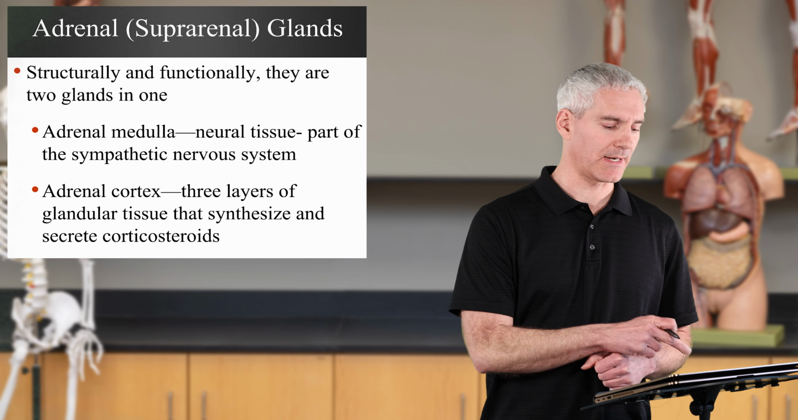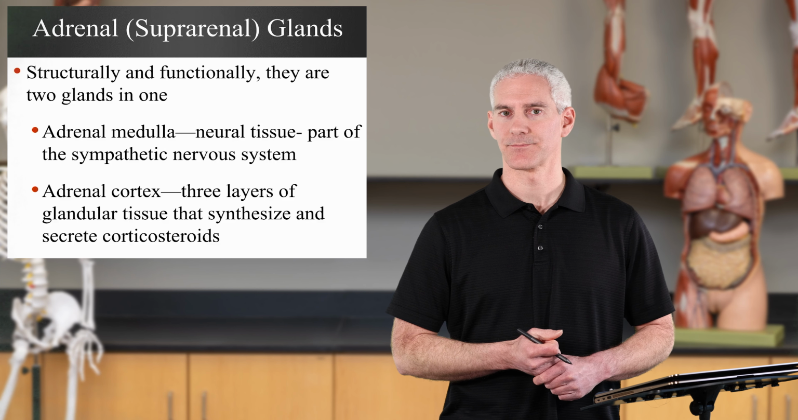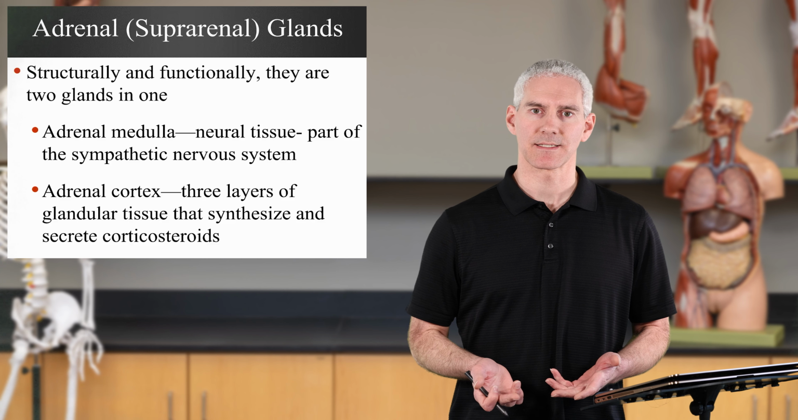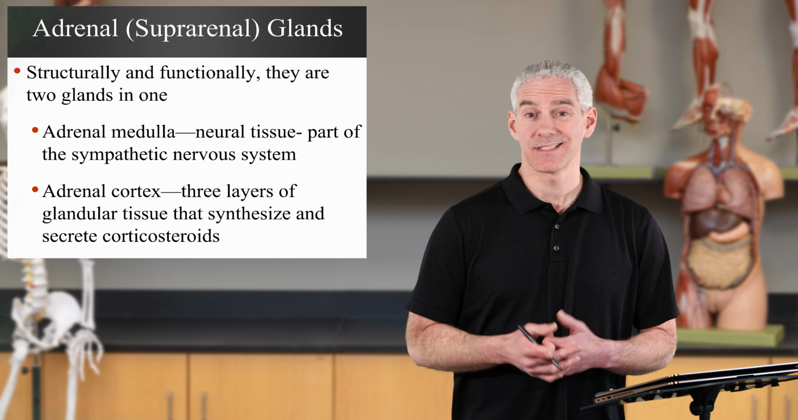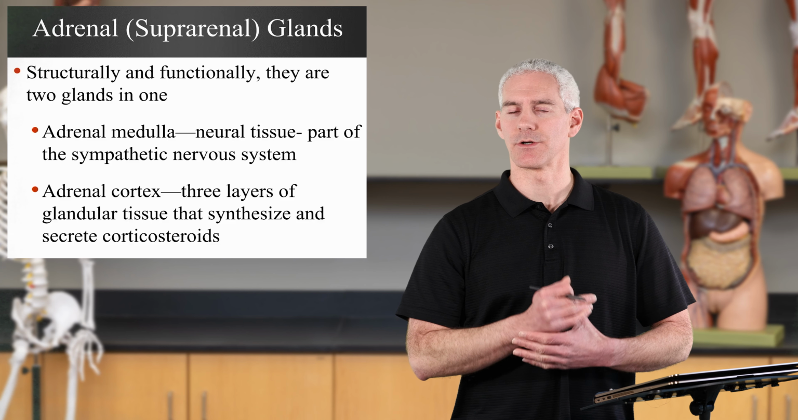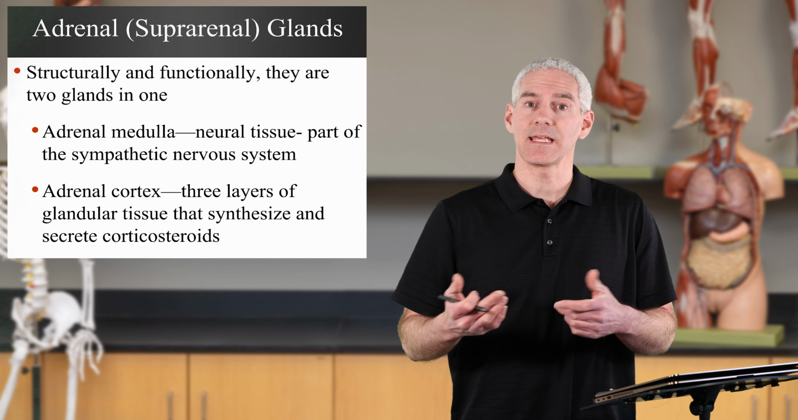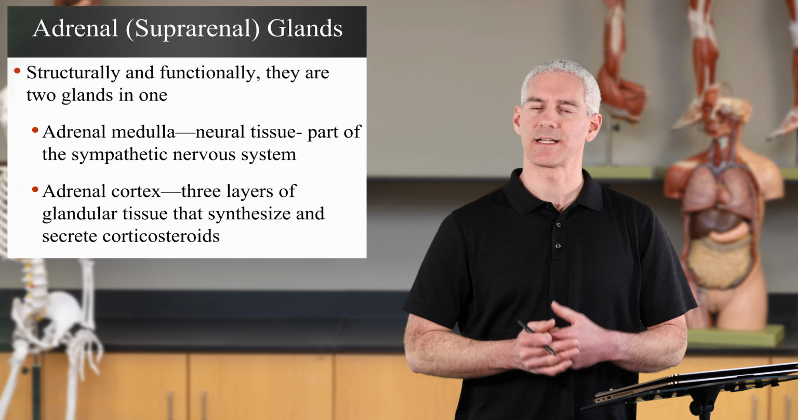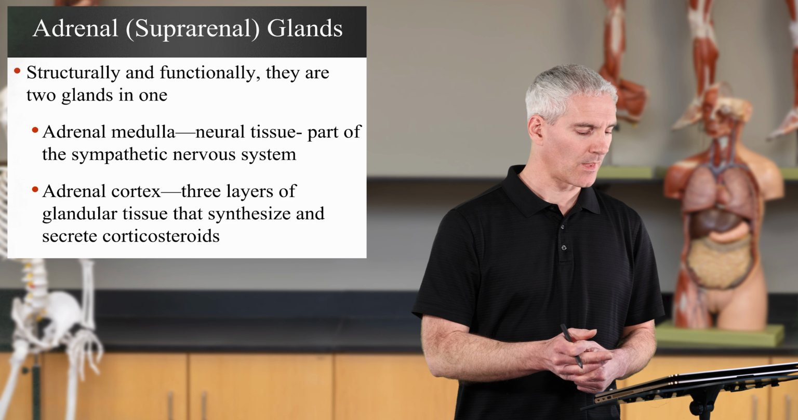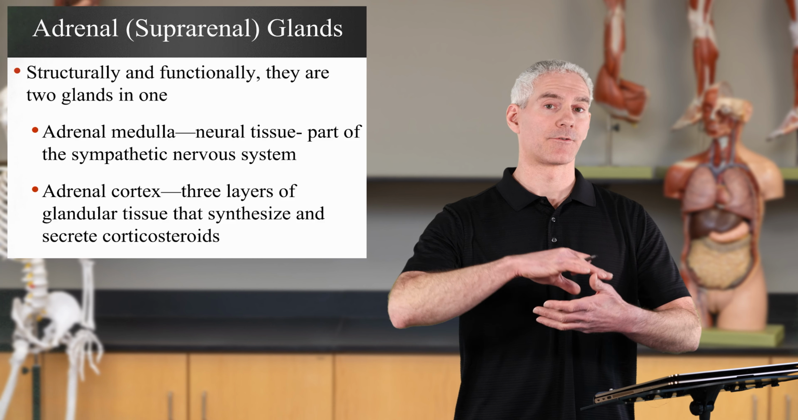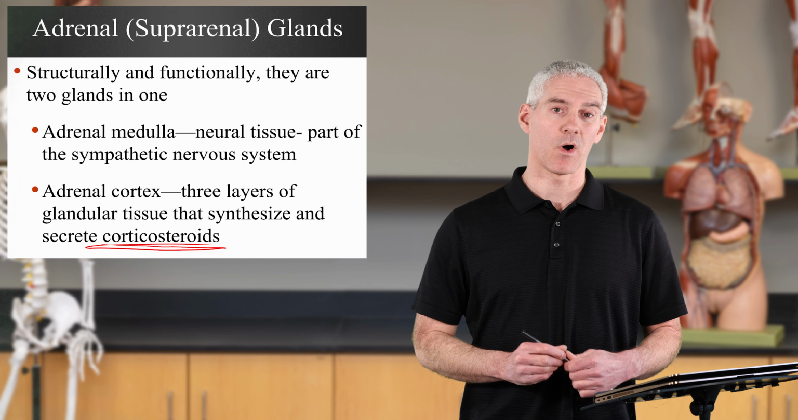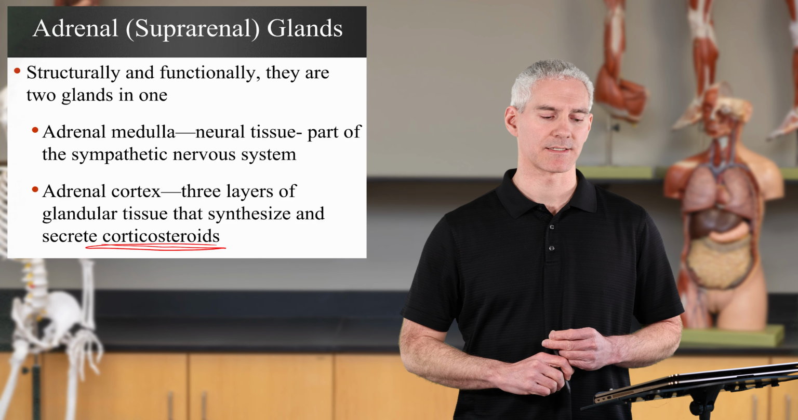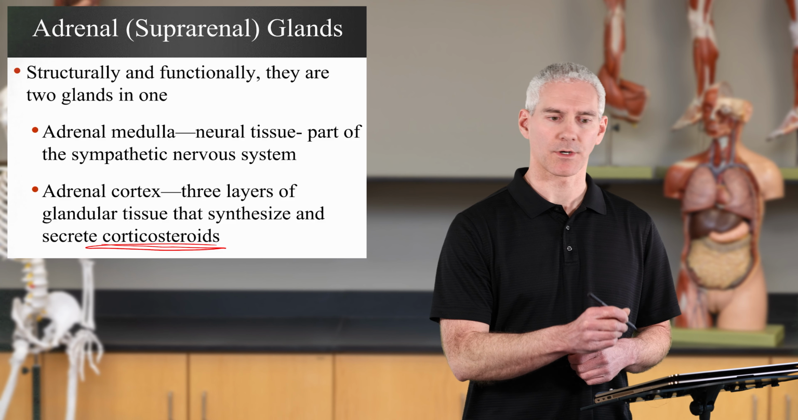While the other aspect is the adrenal cortex. The adrenal cortex now is the outside. It's glandular tissue. It's actually 3 distinct layers of glandular tissue. Each layer has its own distinct functionality to it. So they're all looking, though, as a grouping to secrete the corticosteroids. So all 3 layers of the cortex secrete the actual corticosteroids.